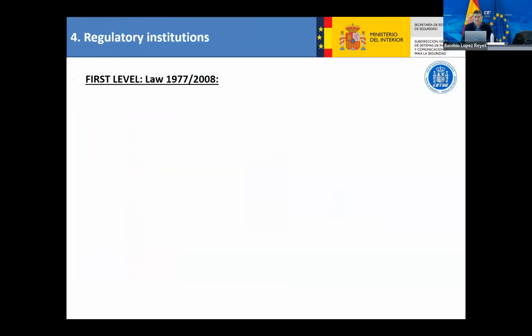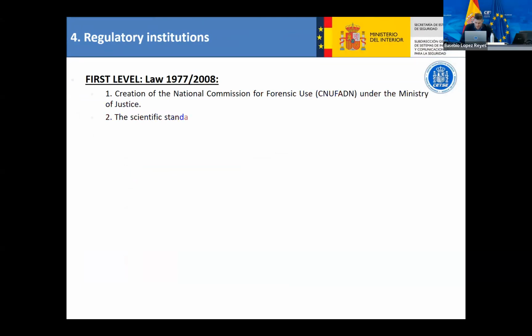Something important here in Spain is that we have 2 institutions for regulating the introduction and use of genetic profiles. The first level is regulation by law. This is the name of the law, Law 10/2007 from the year 2008, okay? And this law created the National Commission of Forensic Police in Spain, which is dependent on the Ministry of Justice, okay?